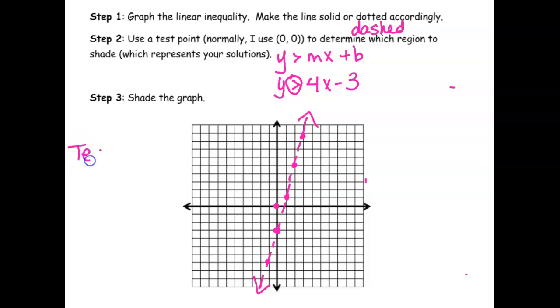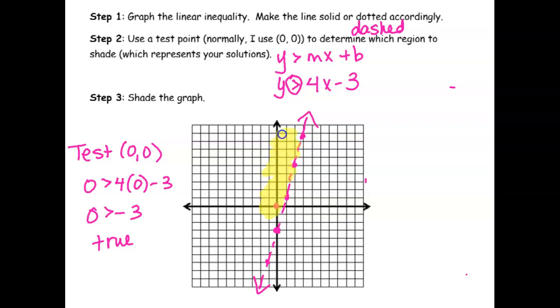So I'm testing 0, 0. In this case, 0 is greater than 4 times 0 minus 3. 0 is greater than negative 3. That's a true statement. Because that's a true statement, that means this side is what's going to be shaded. So I'm going to shade everything on that side. That's the true area. Had 0, 0 been false, then I'd shade the other side.